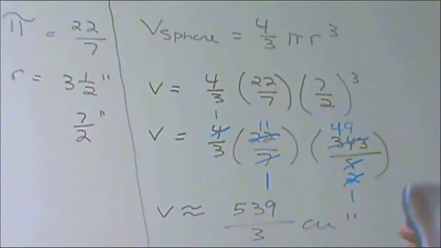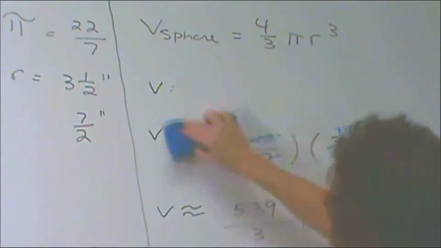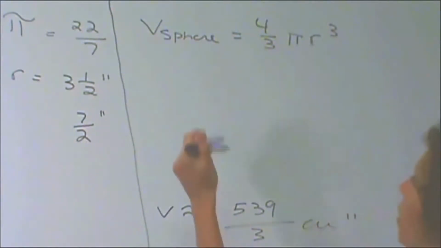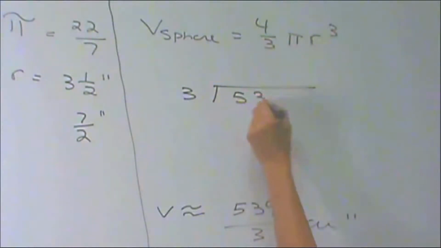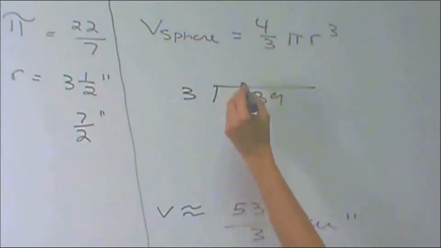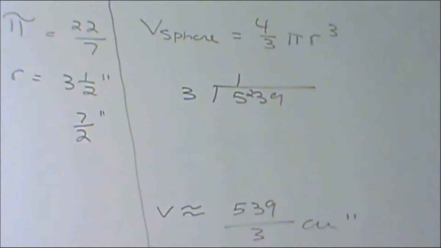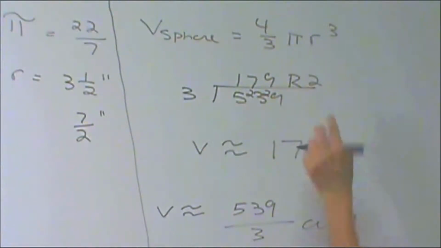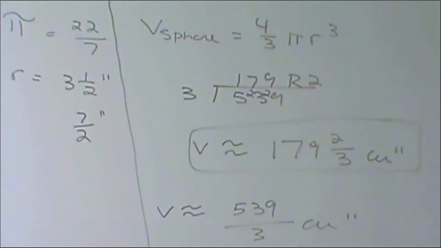To do that, I'm going to erase what's above it. Squeaky eraser. And I'm going to get 3 divided into 539, because this is 539 divided by 3. I'm going to do short division. 3 into 5 goes once, remainder 2. 3 into 23 goes 7 times, remainder 2. 3 into 29 goes 9 times, remainder 2 again. So my answer is the volume is approximately 179. The remainder is 2. I write that as my numerator over 3. So 179 and 2/3 cubic inches, and that's my approximate answer for the volume of this sphere.